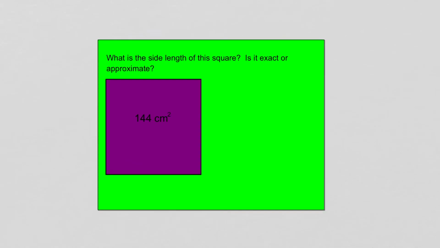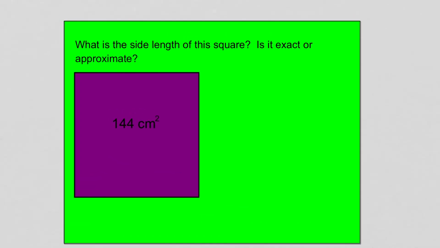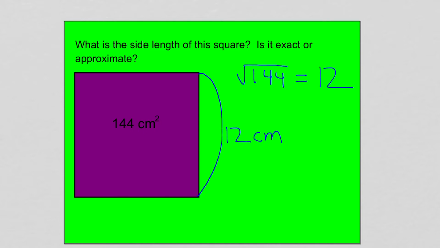Then just to reinforce that a bit, say we have this square that has an area of 144 centimeters squared, and I wanted to find the side length of this square, the length of this side. Well, I would say the length of this side is 12 centimeters. How would I know that? Because the square root of 144 is equal to 12. Okay, so square root is the side length of a square.